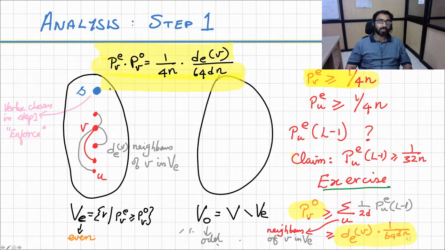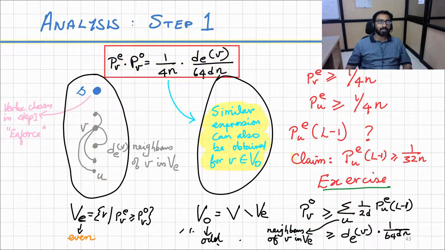So these are the two components that we need to multiply, and we are interested in PVE times PVO. So all we need to do is, well, this is nothing but 1 over 4n times PVE times this bound over here, DEV over 64dn. And just to be clear, this must not be an equal to, but rather an inequality.